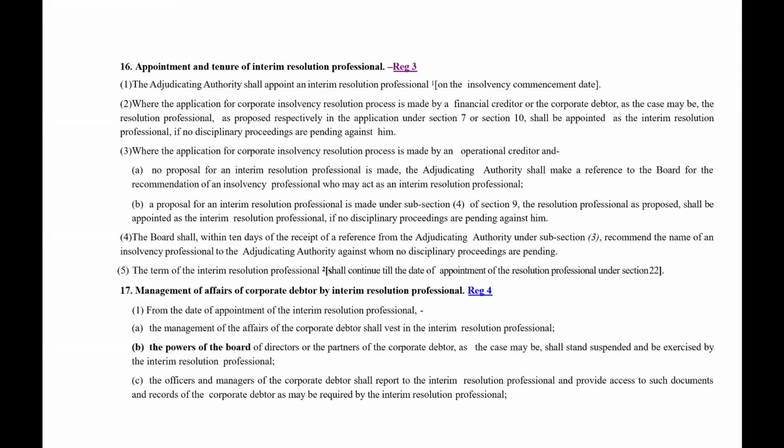Now section 17. What does section 17 say? Management of affairs of the corporate debtor by the IRP.